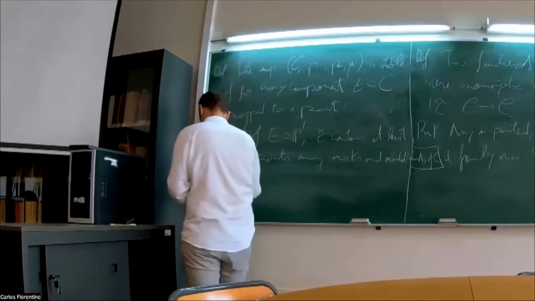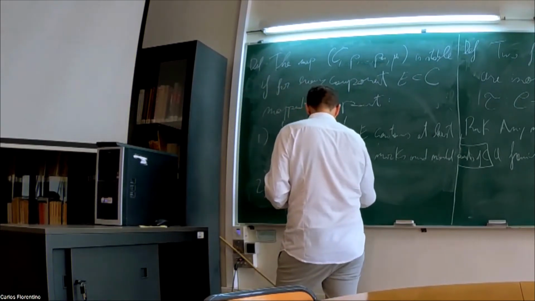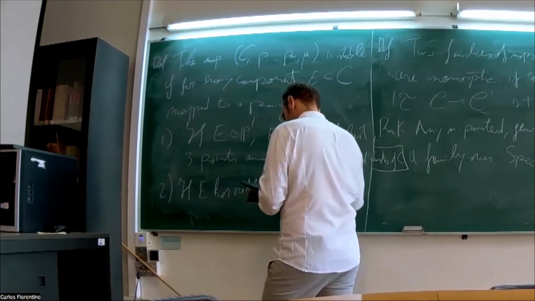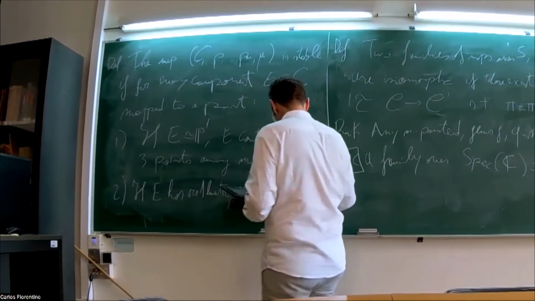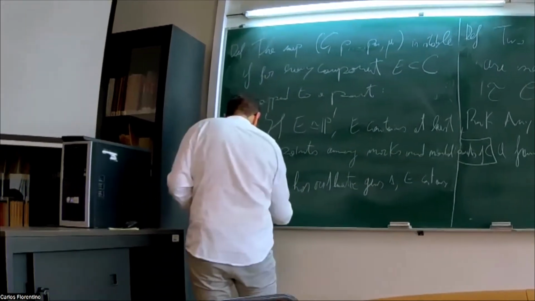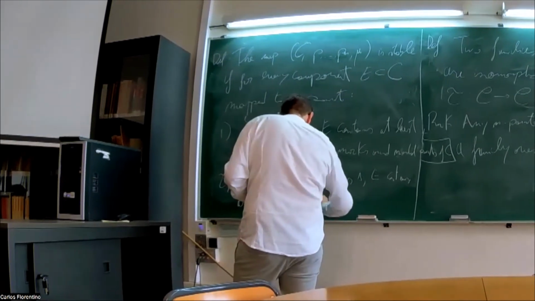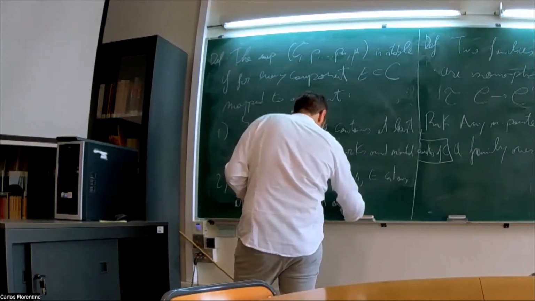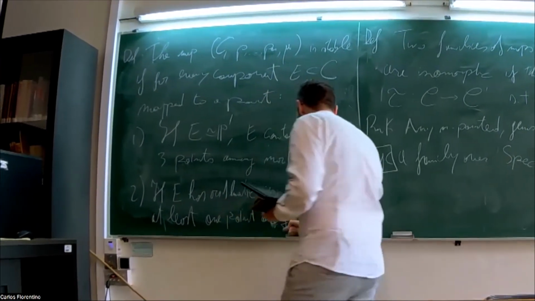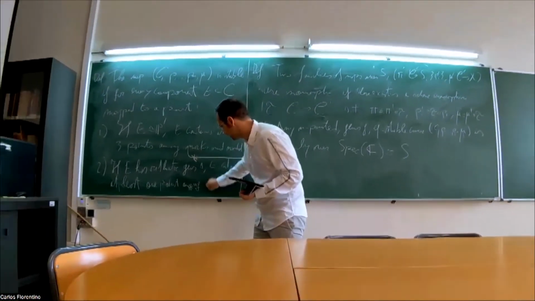Second, if E has arithmetic genus 1, it contains at least 1 point among the marks and nodal points. Let me not rewrite the same thing, it is what we repeat here.